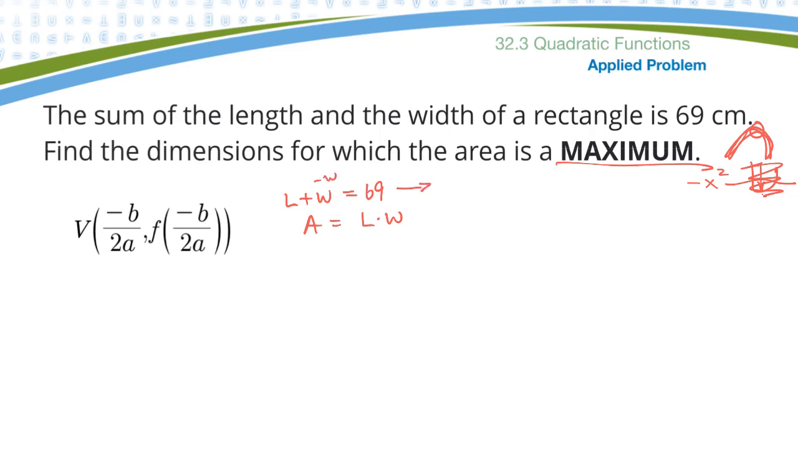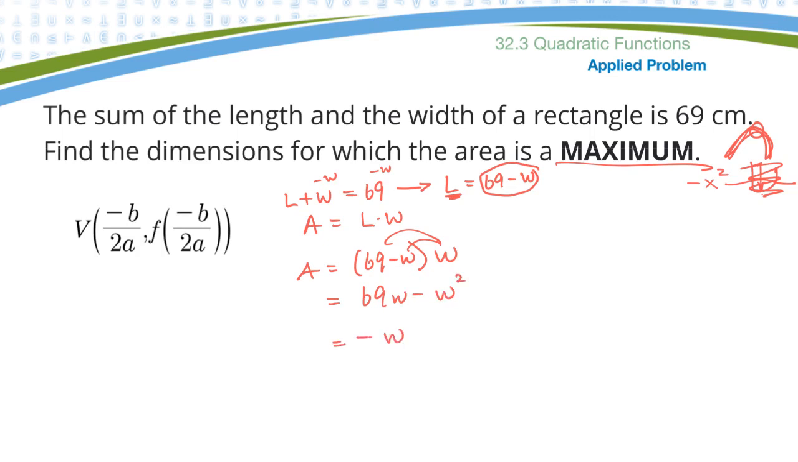So let's subtract W on both sides. So I have L is equal to 69 minus W. Now I'm going to plug this in wherever I see an L in this equation down here. So area is equal to 69 minus W times W. Okay, now distributive property, so 69W minus W squared. Let's rewrite it. So it's minus W squared plus 69W. Notice the minus sign right there? That's what I was saying over here.